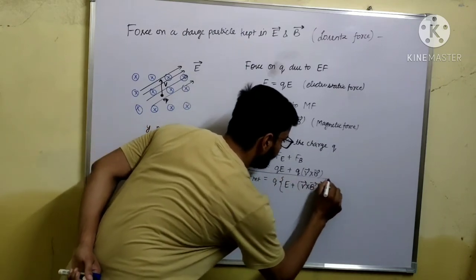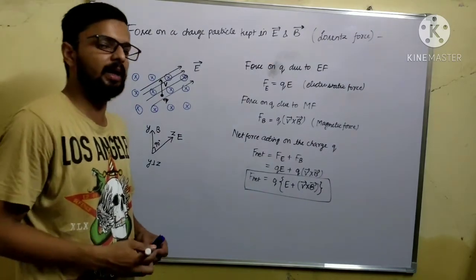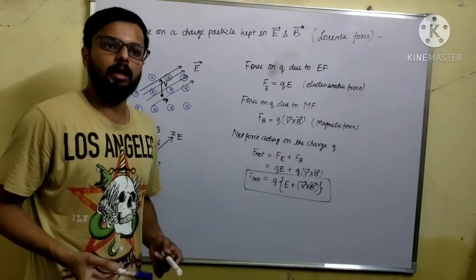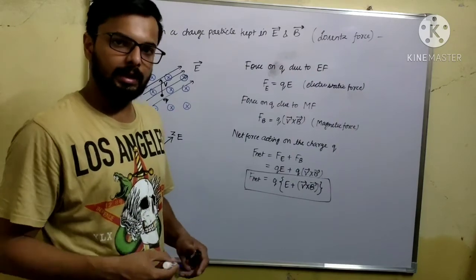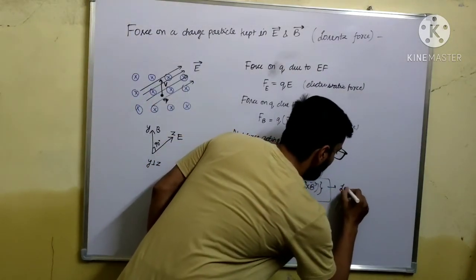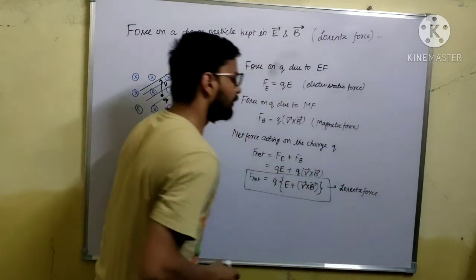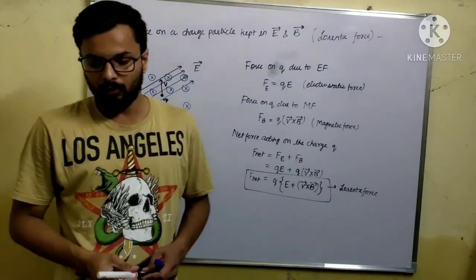So this amount of net force will act on the charged particle which is moving under the influence of both electric as well as magnetic field, and this net force is called Lorentz force. You have to remember this. This force is called Lorentz force.